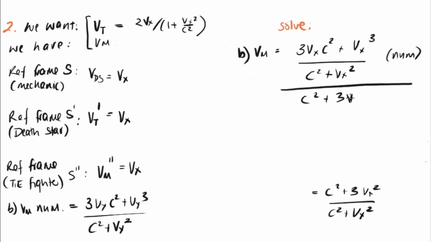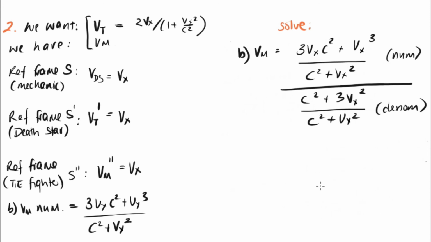So putting those two equations back together to get our expression for Vm, which is what we started out trying to find, we simplify and we get the equation 3Vx c squared plus Vx cubed divided by c squared plus 3Vx squared is equal to Vm.